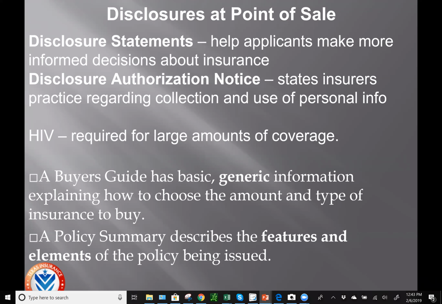Next, we have a buyer's guide. A buyer's guide is generic information, explains how a buyer should go about choosing the amount and type of insurance to buy. A policy summary is going to be specific to a policy being issued. It will describe the features and elements of that policy. That could be anything like a brochure or possibly an illustration used in the sale of a permanent policy.